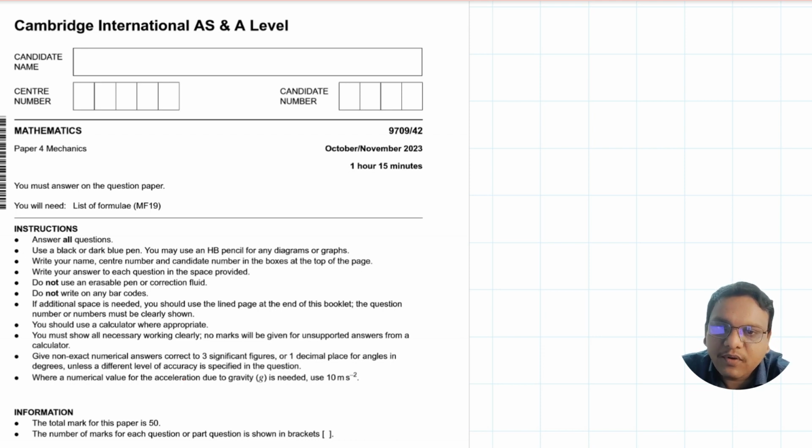Today I am going to solve one past paper for mechanics A level. This paper is from October-November 2023.